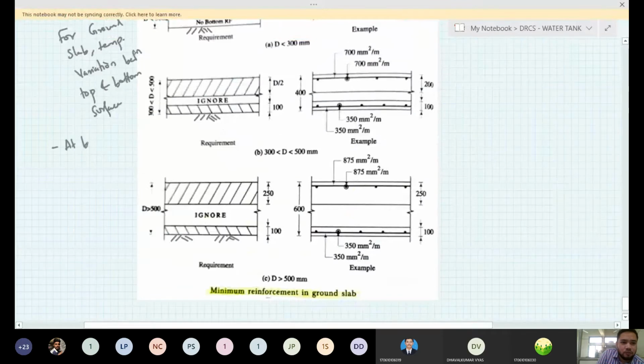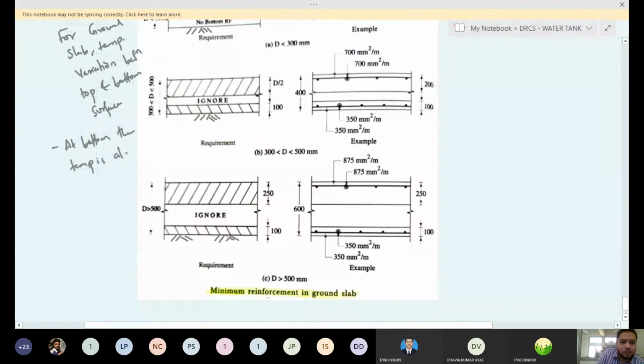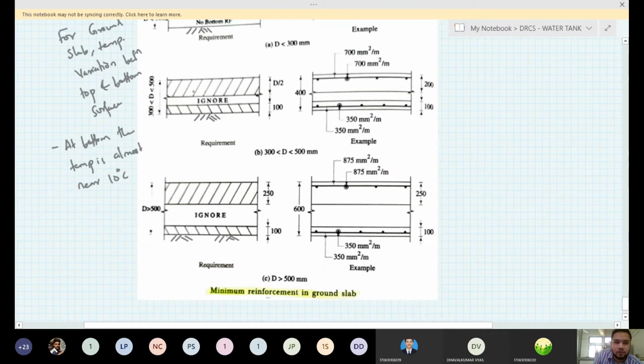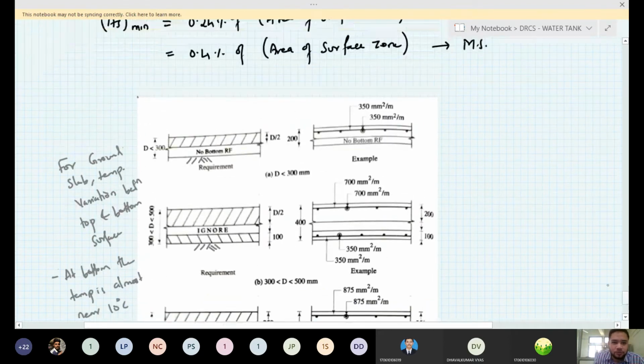the temperature at the bottom is almost near 10 degrees Celsius. And at the top it may go up to 45 or so, depending on the locality. So there will be a temperature difference. So we'll have a different surface zone.